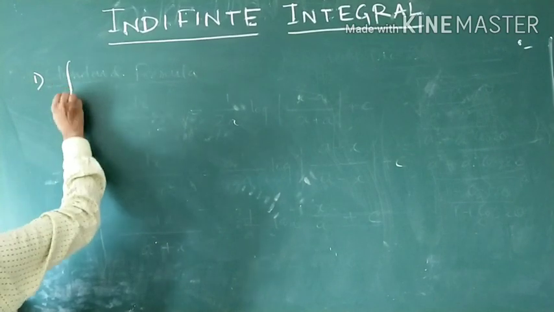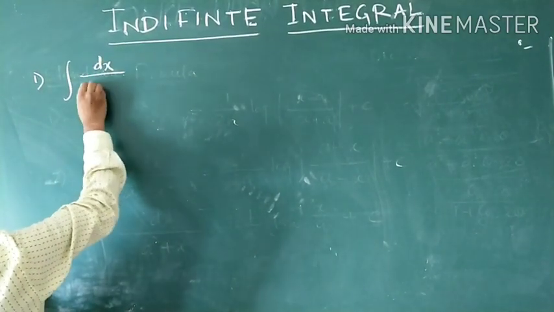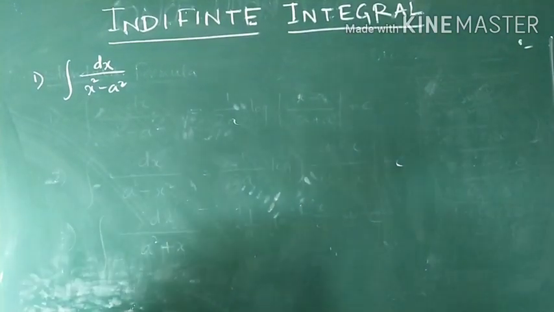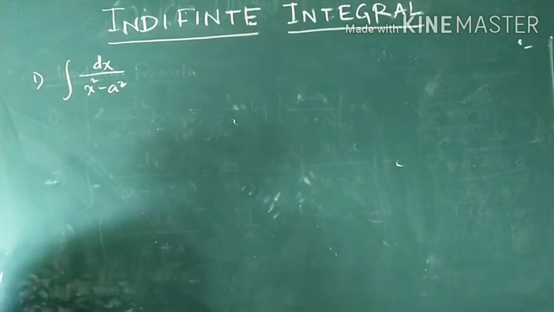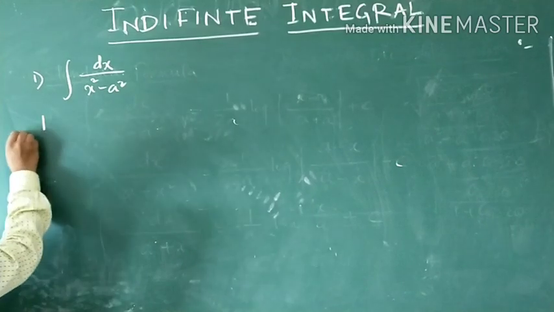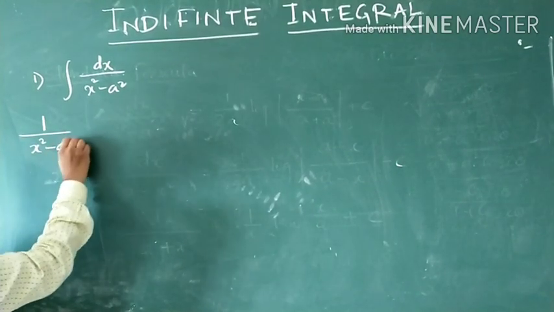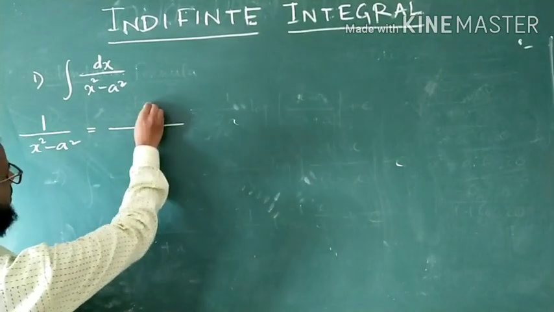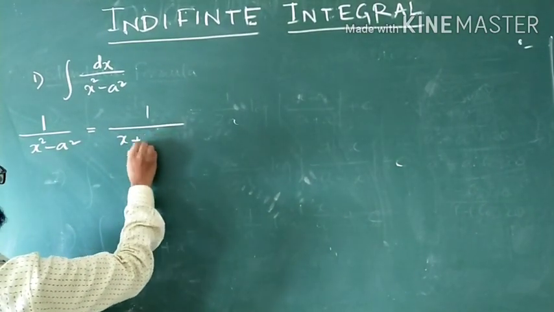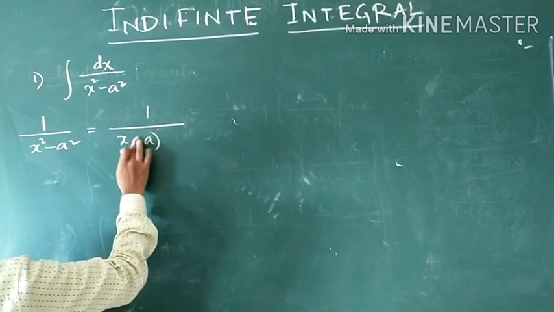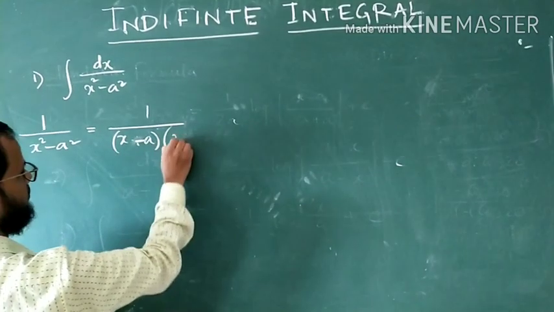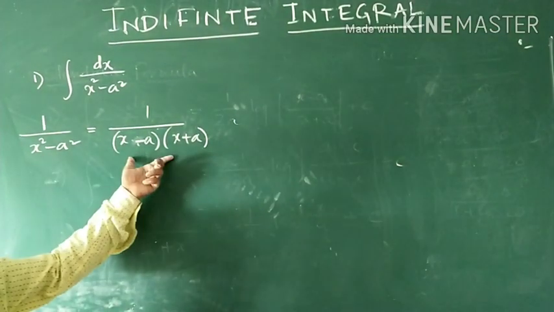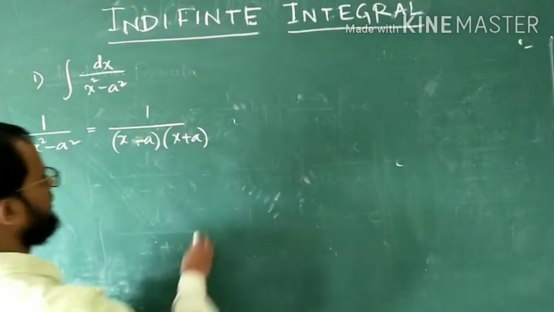First one is what? Integration dx by x square minus a square. You have to prove this. Before this, what is the integrand here? Your integrand is 1 by x square minus a square. This integrand can be written as 1 by x minus a into x plus a. Use the formula a plus b into a minus b.